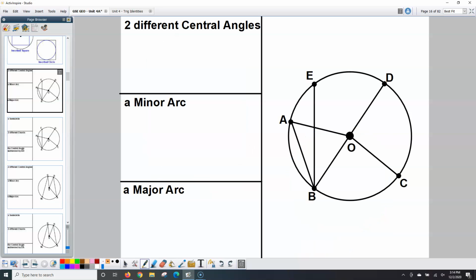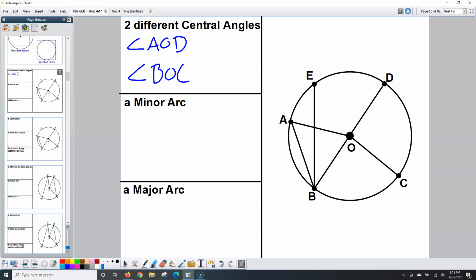So let's look at these pictures. Two different central angles. We're just going to name a couple of these. I need my vertex at the center. The first thing I see is angle AOD. That's right here. My vertex is in the center, angle AOD. Another one, I don't know, BOC. How about that? Angle BOC. You could have also said angle AOB, angle DOC. Any of those would have worked.